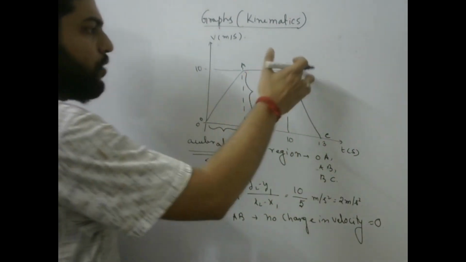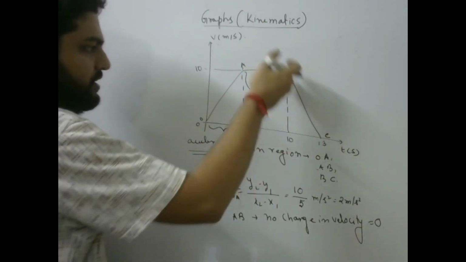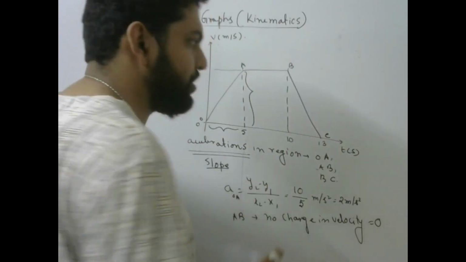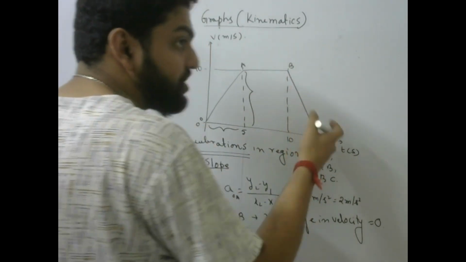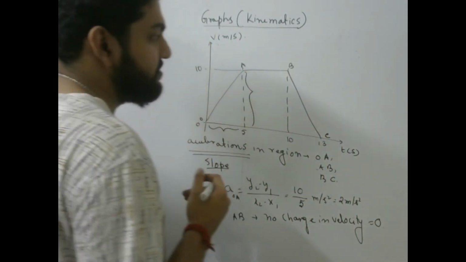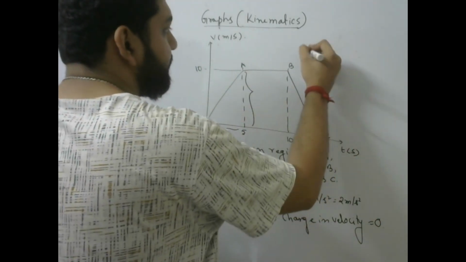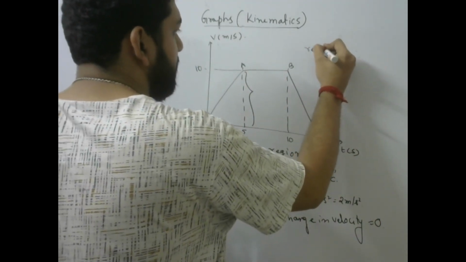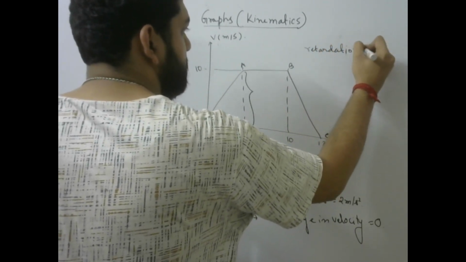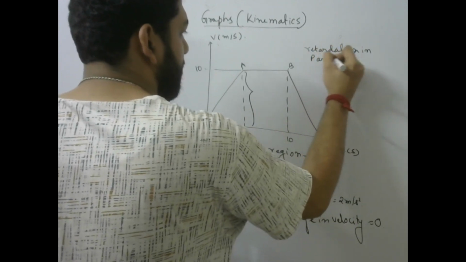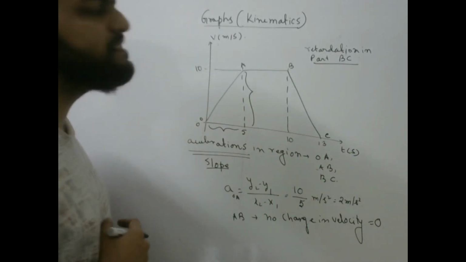Let's talk about BC now. You can see the graph is going down. That means there is a decrease in velocity, so rather than an acceleration, here we have a retardation. A decrease in velocity means retardation. So to calculate the retardation in the part BC.